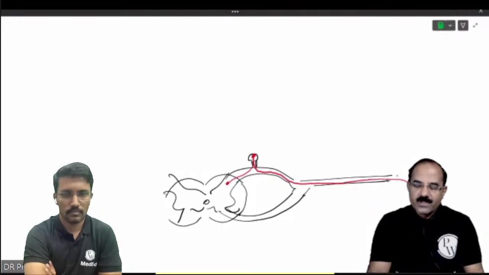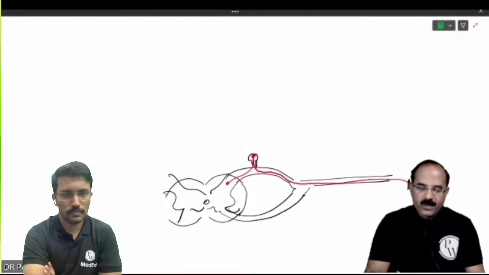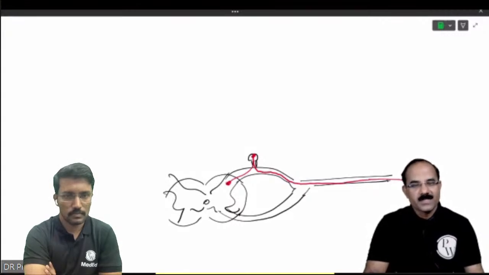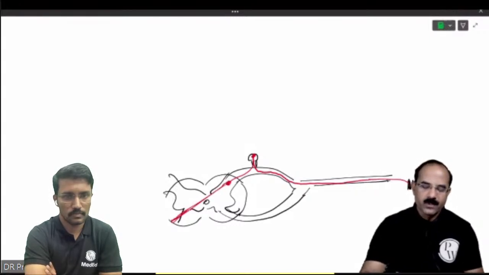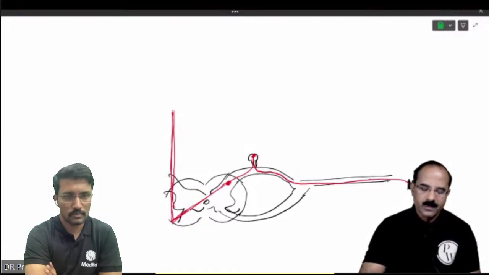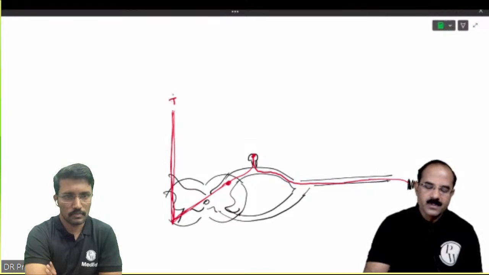So the first order neuron is the dorsal root ganglion. The second order neuron is here, the substantia gelatinosa. The fibers now cross to the opposite side, and this is what we call the lateral spinothalamic tract. The fibers ascend up, and they come to the thalamus.